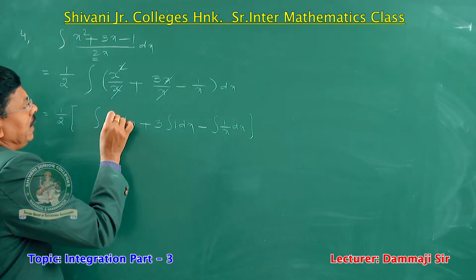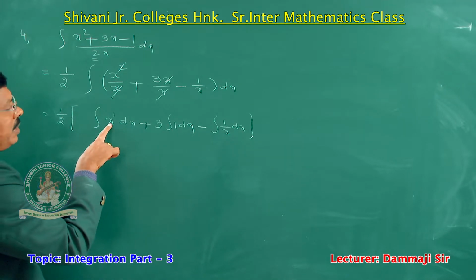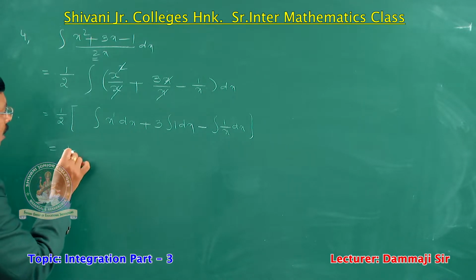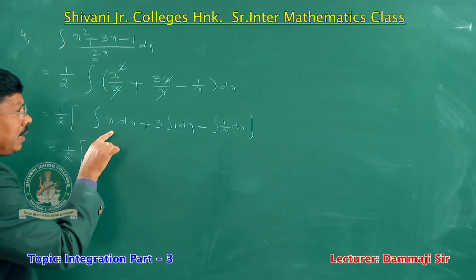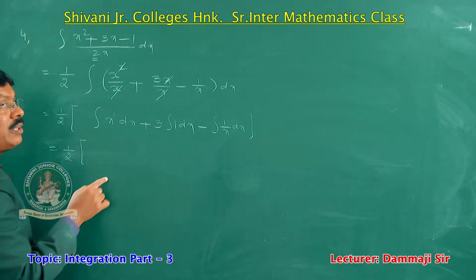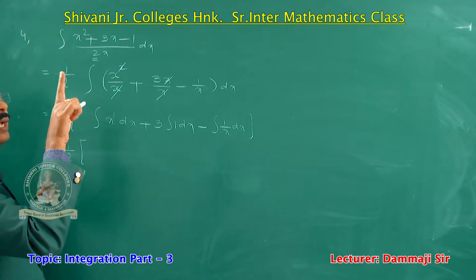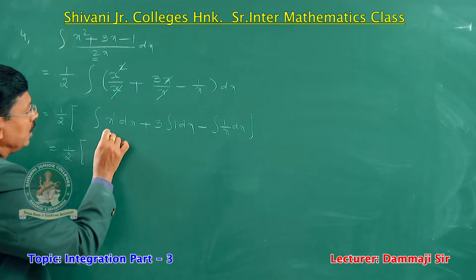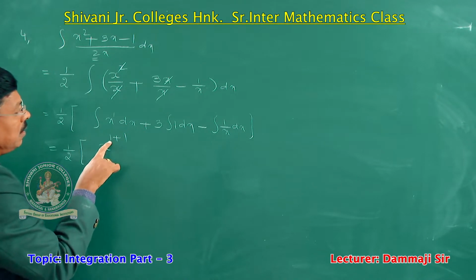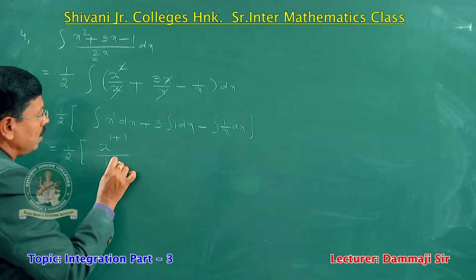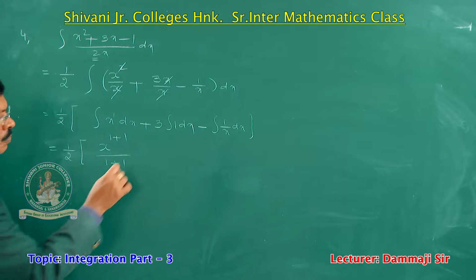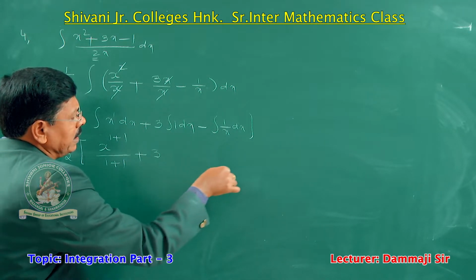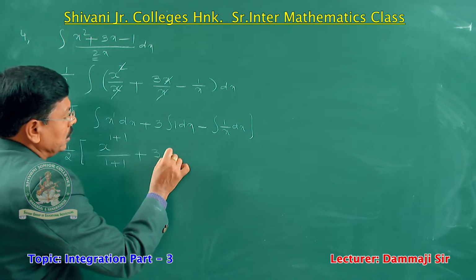What about only x? The formula for x power n is already known: integral of x power n is x power n plus 1 by n plus 1. In place of n equal to 1, we get x power 1 plus 1 by 1 plus 1. Plus integral of 1 dx, which we know recently, its result is x.